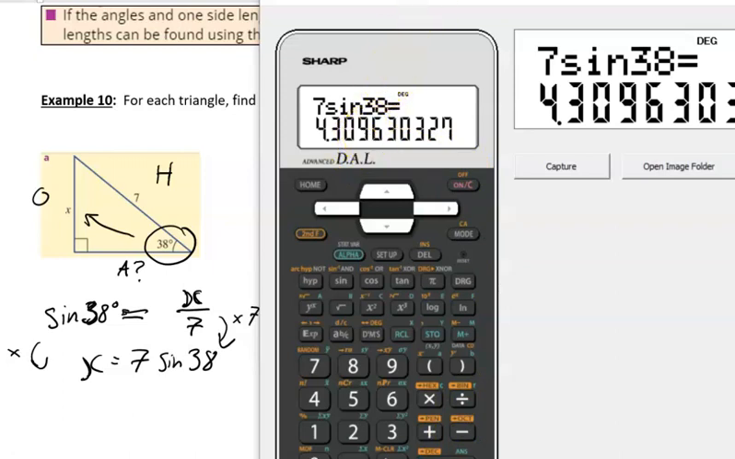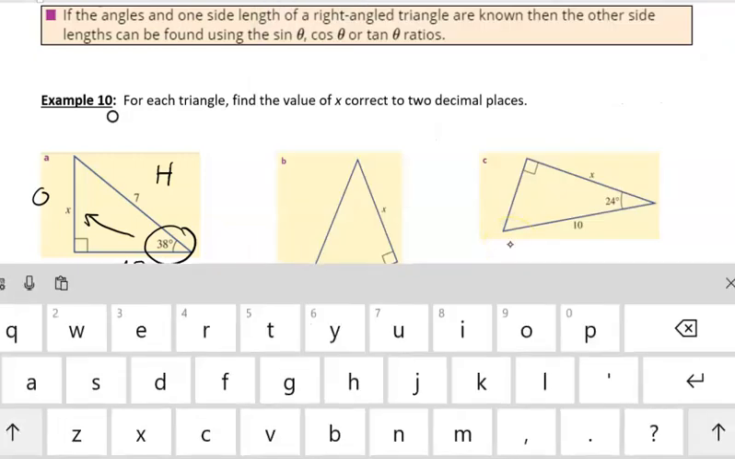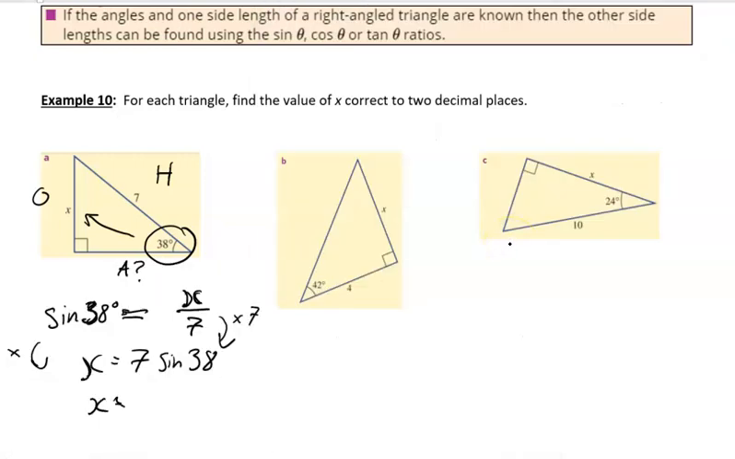I get 4.309. And again, I think we'll be told to round to 2 decimal places. So here we've got 4.309. That's going to bump that up to 4.31. So therefore, x is equal to about, I should probably be writing wavy lines here, 4.31. Oh, yeah, it is 2 decimal places. Look at me, I'm ahead of the game.